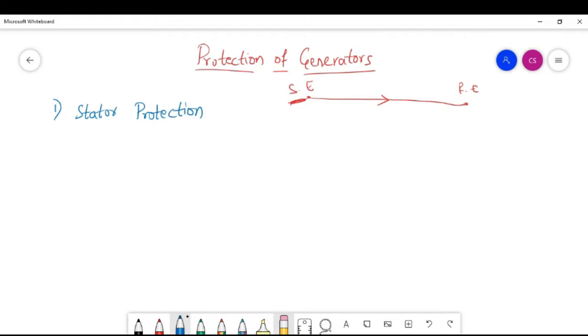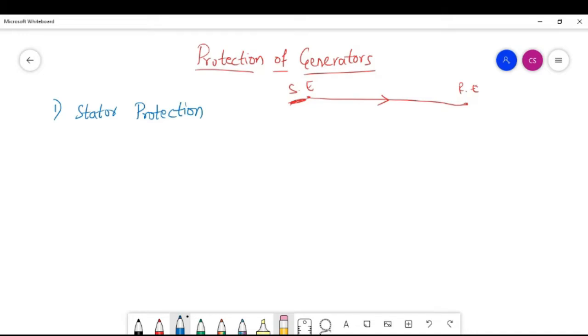In order to provide protection, we are going to use a few schemes. We'll list them out. And again, the second one is if there is an interturn fault. Interturn fault means if there is any circulating current flowing through the stator winding, then that will also come under a fault. That is called an interturn fault. We need to provide protection against interturn fault also. And the third one is if the stator is getting overheated. If the stator winding is overheated, then we need to provide protection against overheating of the stator.